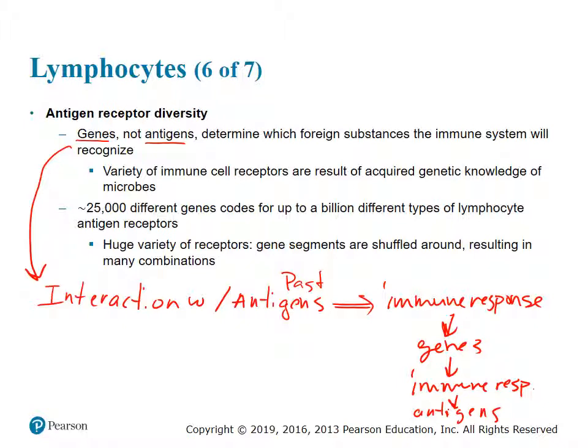That's really interesting, because we've got at least 25,000 different genes that code for about 1 billion different types of antigen receptors on the lymphocytes. 1 billion. It's a huge number. A billion different types of receptors.